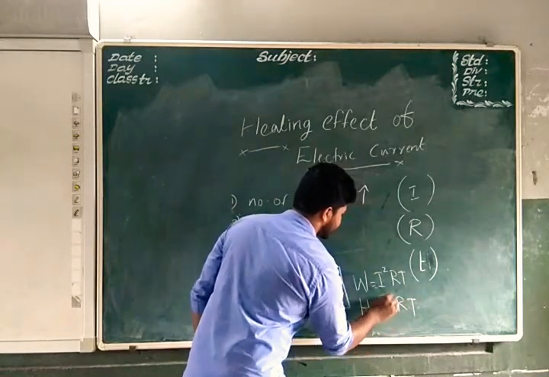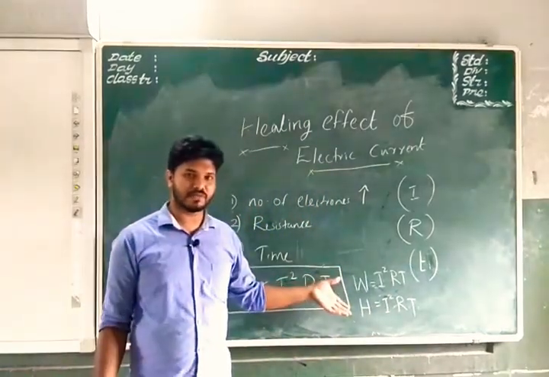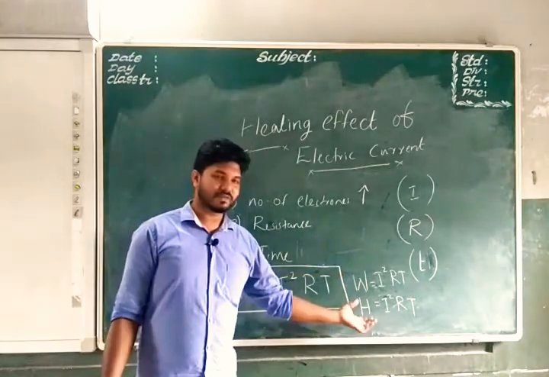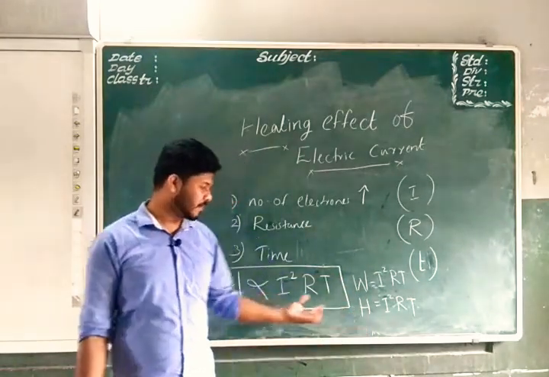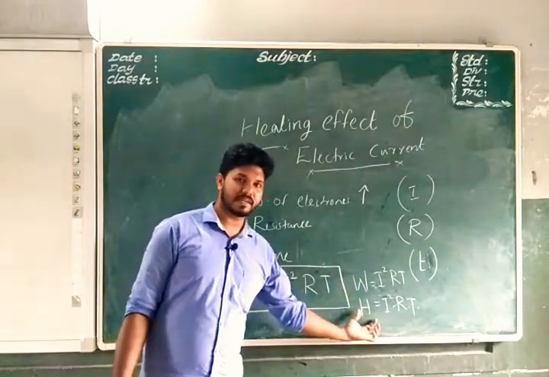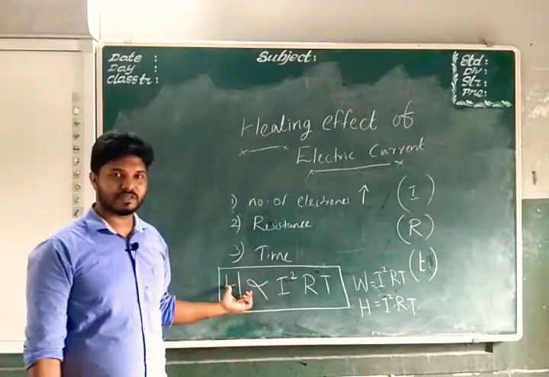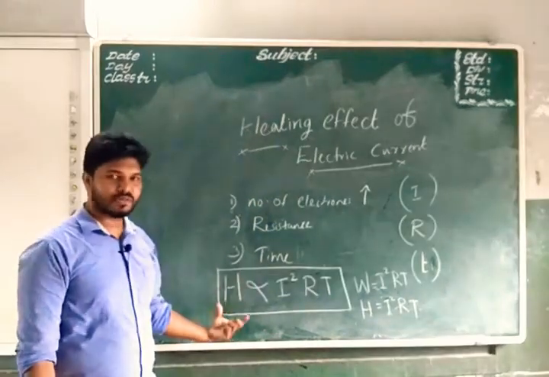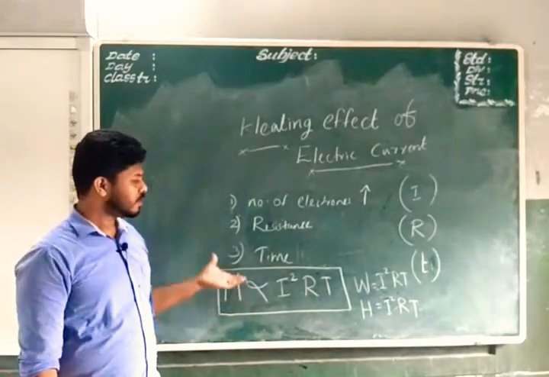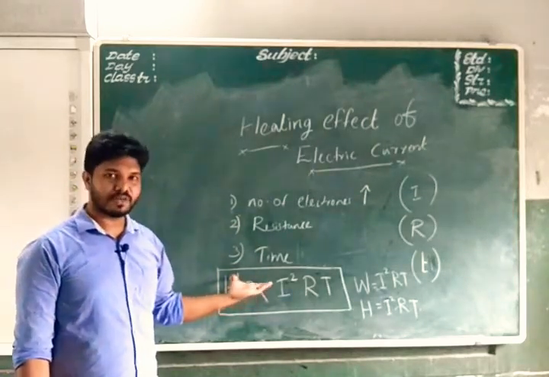So simply, the work done by the circuit in order to maintain a flow of current through it is changed into the form of heat. Therefore H is directly proportional to I square RT, hence we can write H is equal to I square RT, and this equation is known as Joule's equation of heating. Joule effect of heating, the equation for representing the Joule effect of heating.